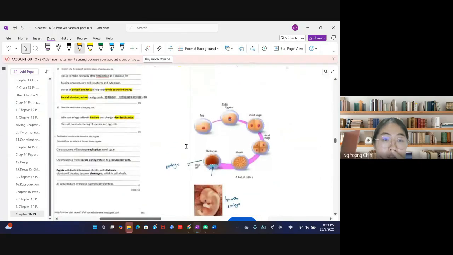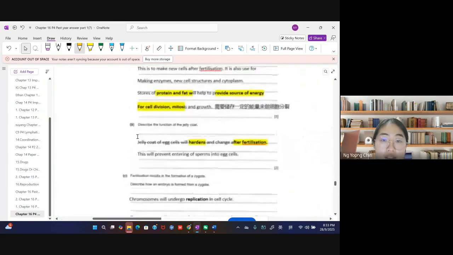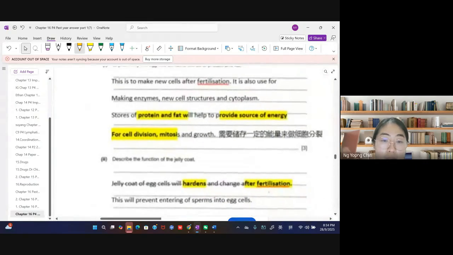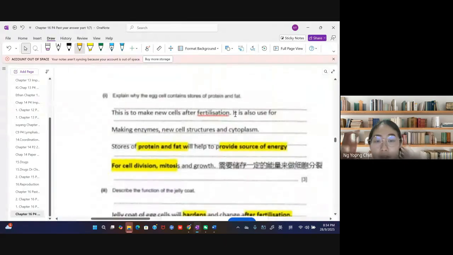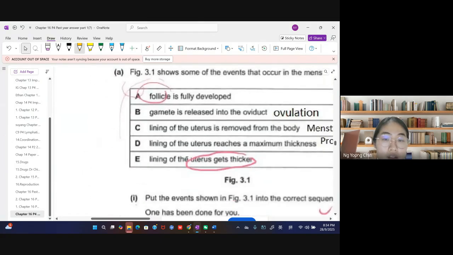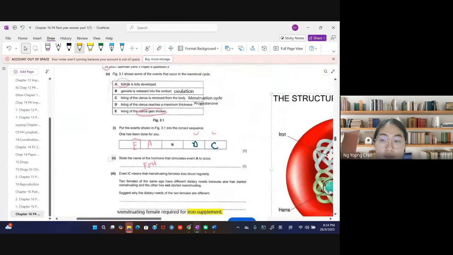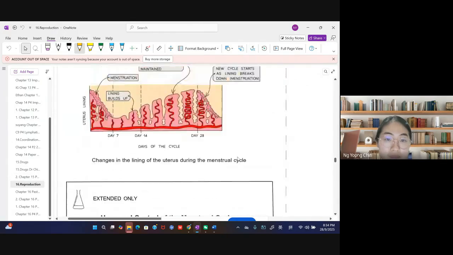And then, okay, I think we can move on to the new section. Sorry, a little bit blurry, but I think you can see it very clearly from the document. So why does the egg cell contain stores of protein and fats? It is because they will provide a source of energy for the cell division later, and also for mitosis and growth. Okay, that's all.